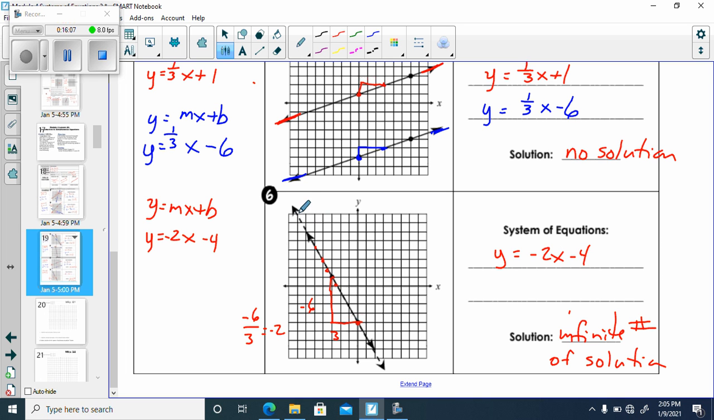Well, what would be the equation for the other line? Well, it's exactly in the same place, isn't it? It crosses at negative 4. You'd use the same 2 points, rise over run, y = -2x - 4. If the equations have exactly the same linear equation, then there's an infinite number of solutions because it's the same line, okay?